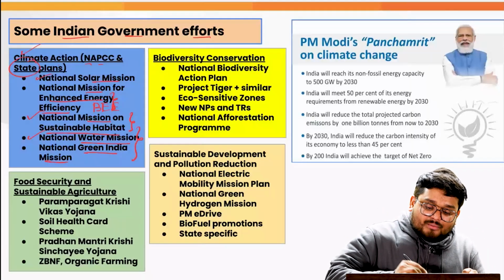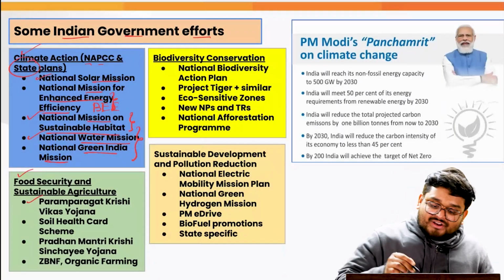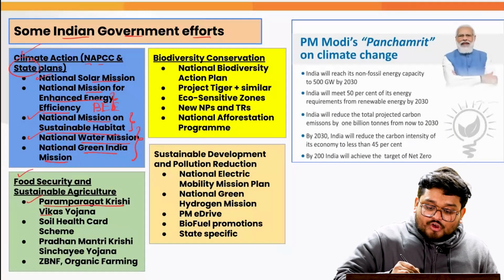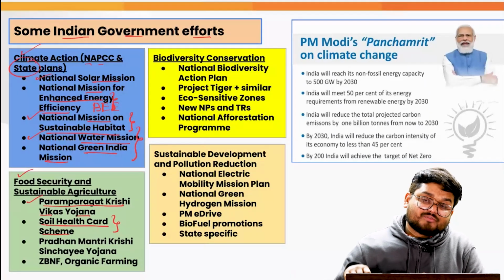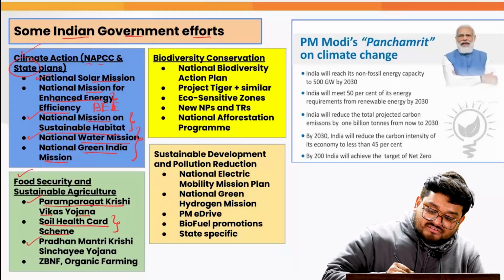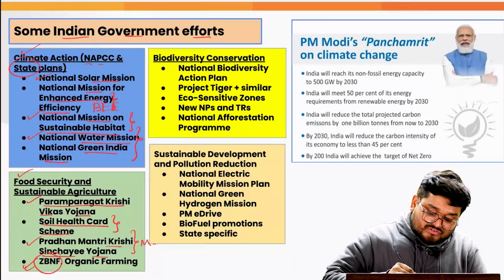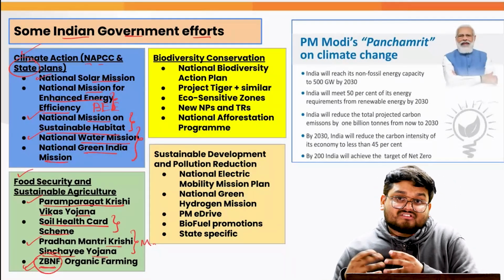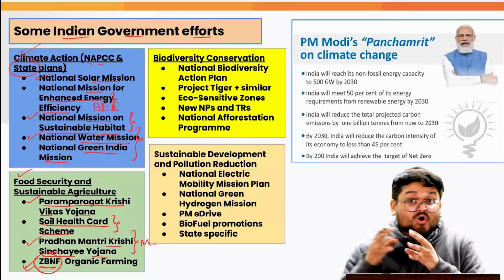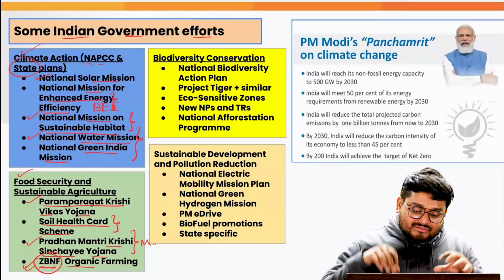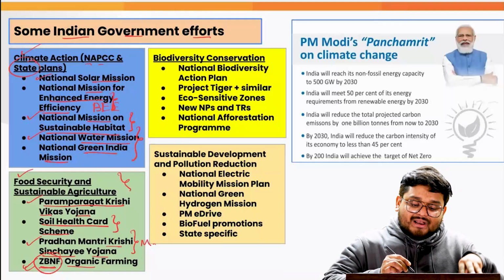Apart from this, when we talk about food security and sustainable agriculture, we have sustainable government policies. For example, the Paramparagat Krishi Vikas Yojana, soil health card, which is talking about the soil health and the various amounts of, say, nutrients present in the soil. We have the Pradhan Mantri Krishi Sinchai Yojana to promote the use of micro irrigation. We have the zero budget natural farming, which is a kind of natural farming, and also having some aspects of agroforestry. We also have the promotion of organic farming in the country, correct? So these are all the aspects of promoting food security and sustainable agriculture.